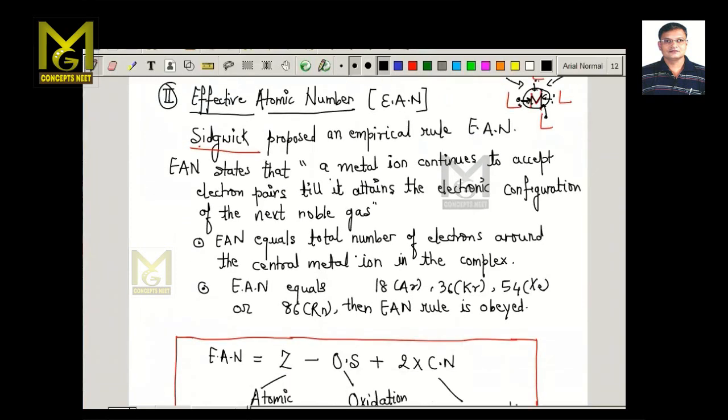Now EAN equals the total number of electrons around the central metal ion. The metal continues to accept electrons, so EAN is related to the number of electrons present around the central metal atom. If the EAN equals a noble gas configuration, like 18 for argon, 36 krypton, 54 xenon, 86 radon, then we say that the EAN rule is obeyed.